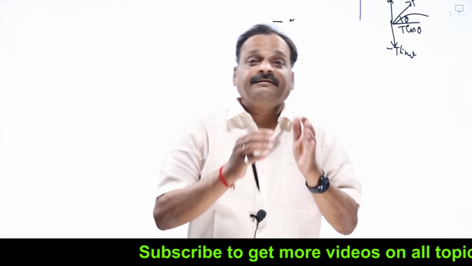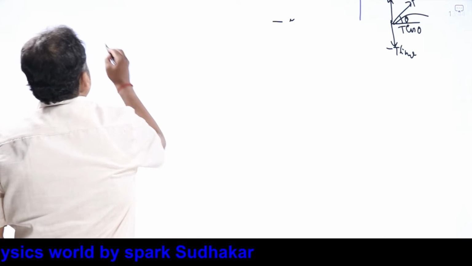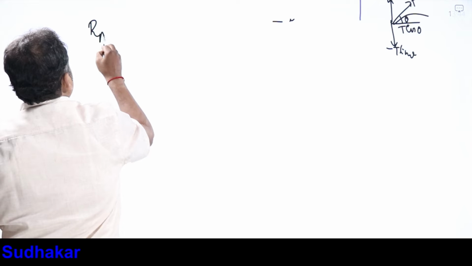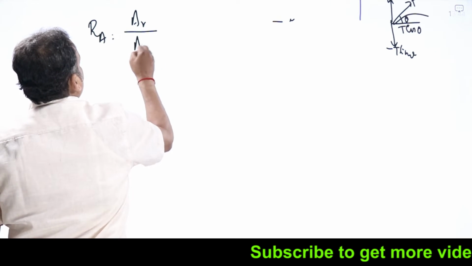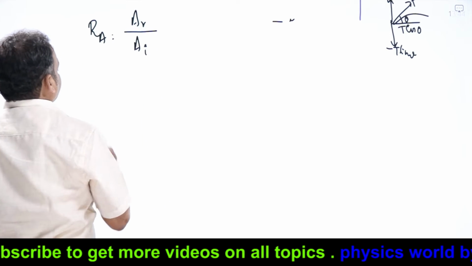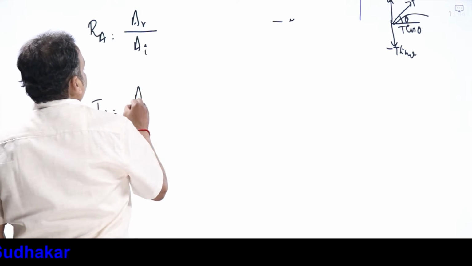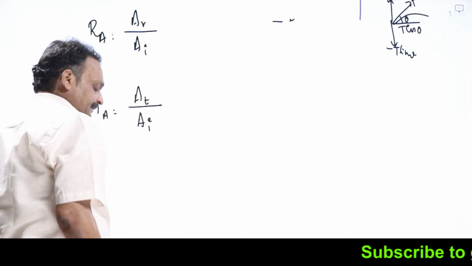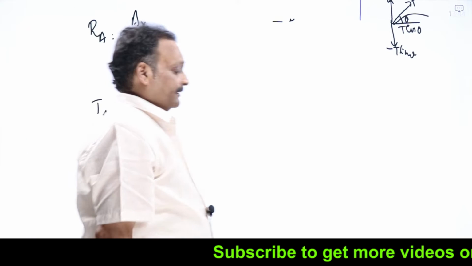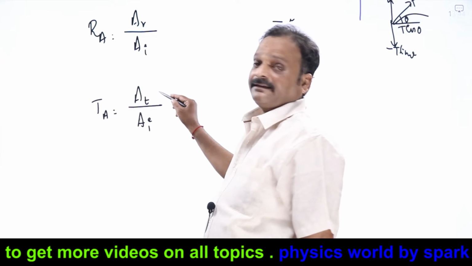What fraction of the wave is getting reflected, and what fraction is getting transmitted, we'll see. I'll define the amplitude reflection coefficient RA as the amplitude of the reflected wave by the amplitude of the incident wave. Similarly, the amplitude transmission coefficient TA equals the amplitude of the transmitted wave by the amplitude of the incident wave. AI is the amplitude of the incident wave, and AT is the amplitude of the transmitted wave.